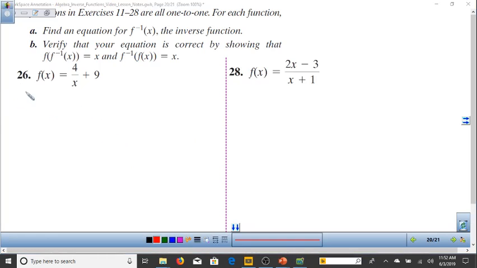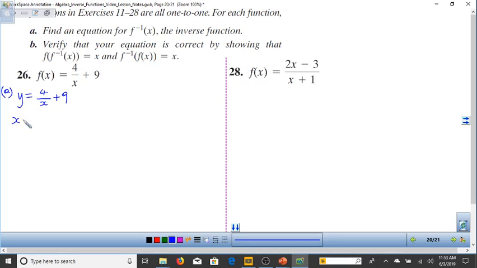Step number 1, we're going to replace f of x with y. So we have y equal to 4 over x plus 9. That's just the 1 over x graph stretched by a factor of 4 and shifted upwards, sorry, by 9. So it's still a one-to-one function.